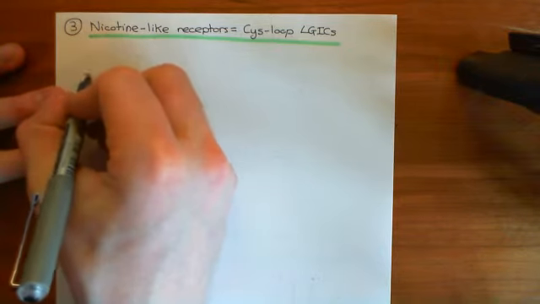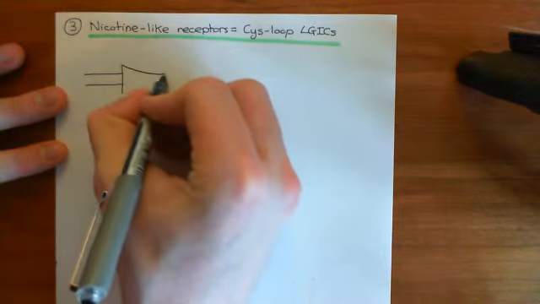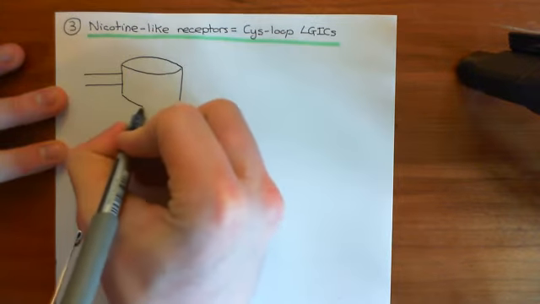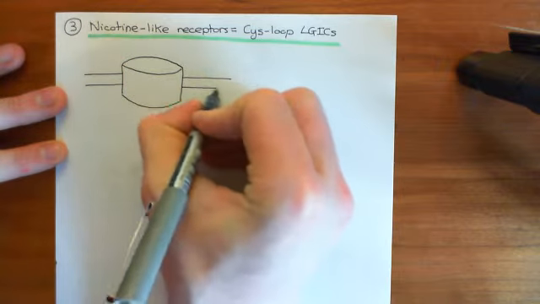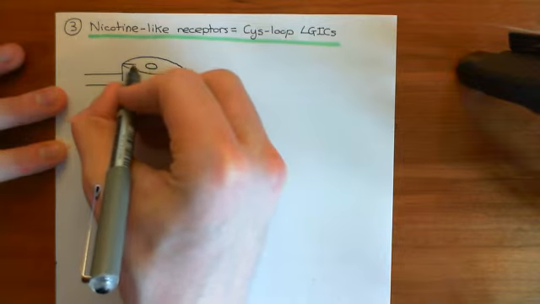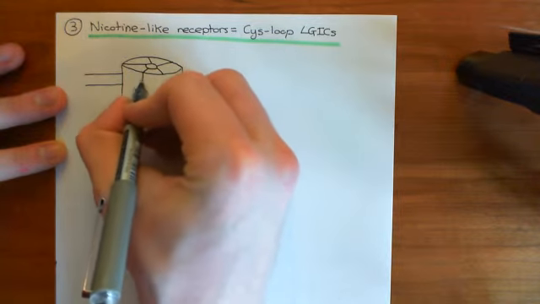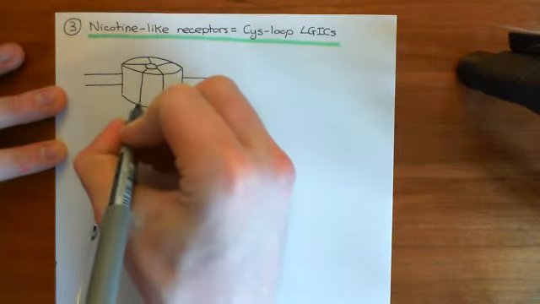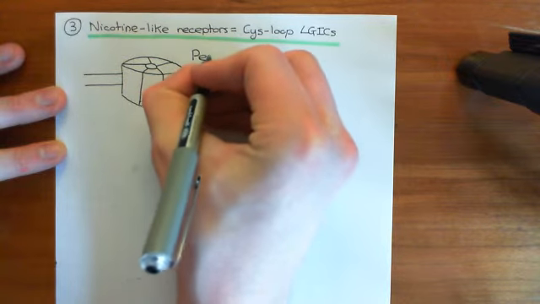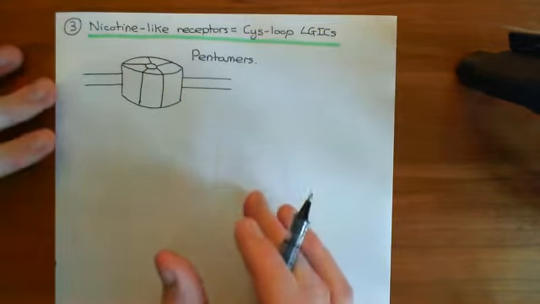So firstly, let's start off with the bulk structure of the ligand-gated ion channel. All nicotine-like receptors or cis-loop ligand-gated ion channels are going to be pentamers. So let me draw one of these here. This is the ligand-gated ion channel sitting in the cell membrane. Then it's got the pore of the ion channel going down the middle, and it's made up of 5 separate subunits. 1, 2, 3, 4, 5. So these ligand-gated ion channels in this final family are going to be pentamers, made up of 5 separate subunits bound together to make up the full ligand-gated ion channel.